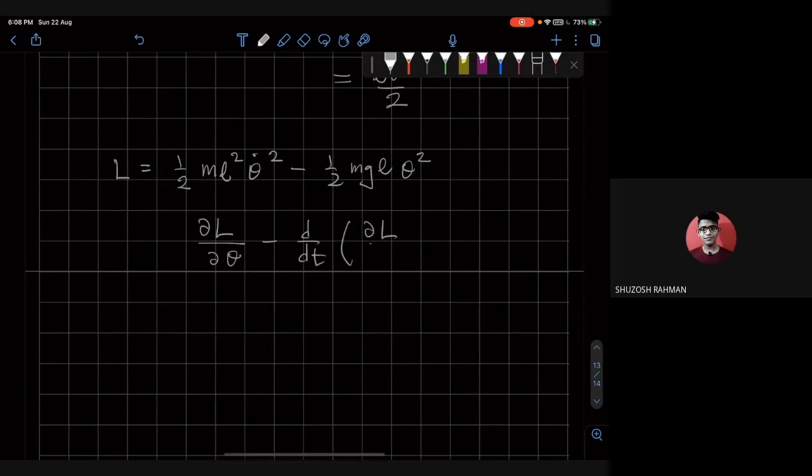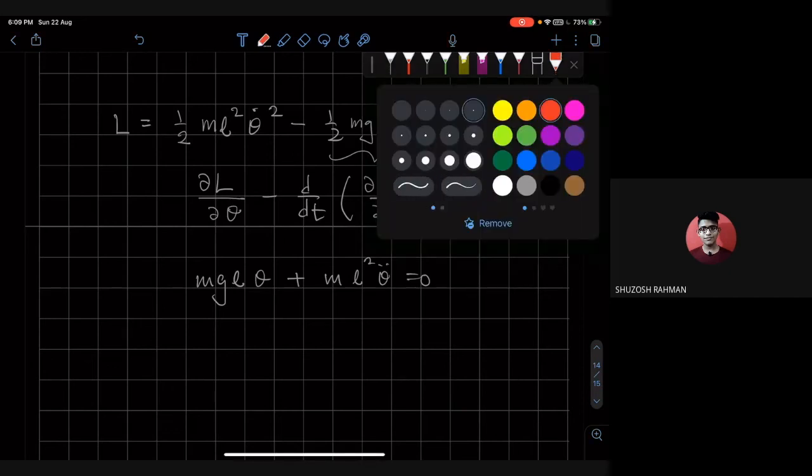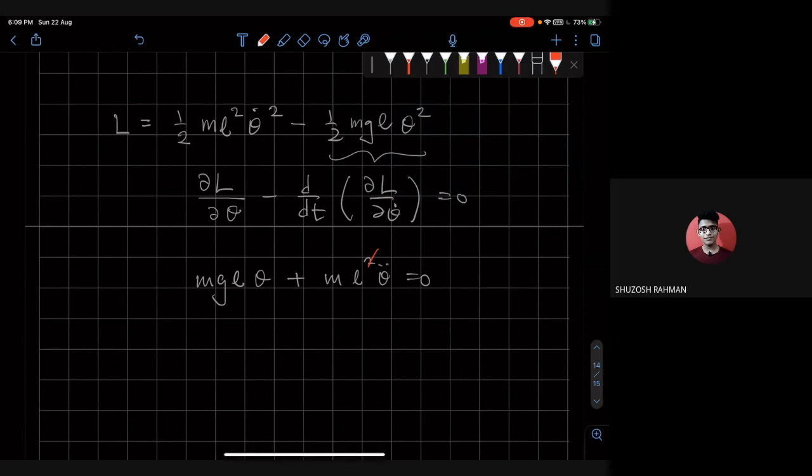So del L by del theta dot, that is my Euler-Lagrange equation. And if I do this, I get the first term is m g l theta from this term, and the second term, with a plus sign, is m L squared theta double dot, equal to 0. And we can cancel the m out.